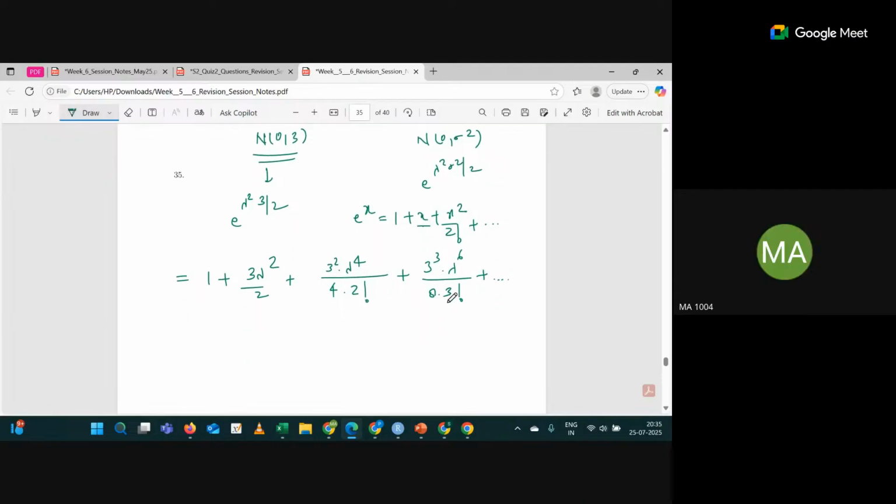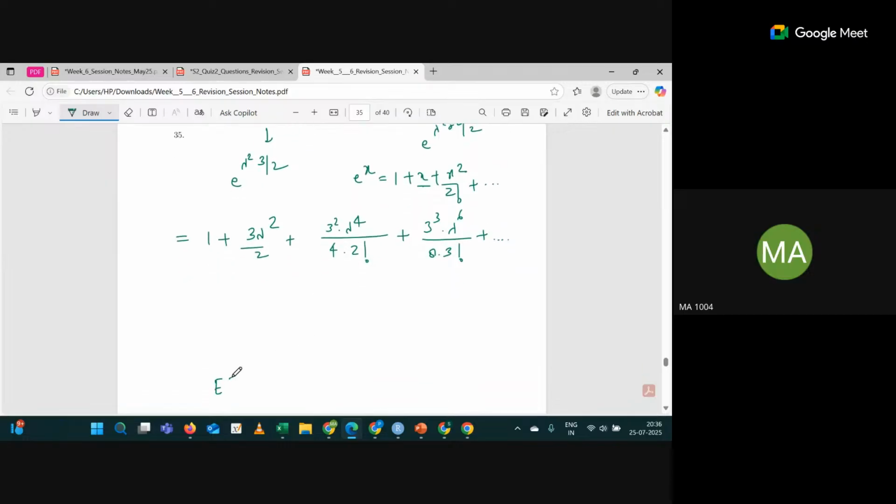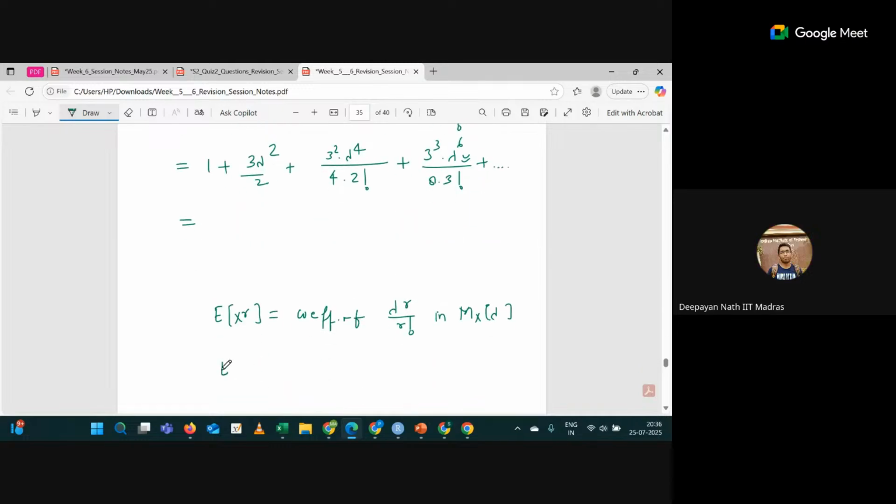Now, you see, whenever you want to find the expected value of x raised to the power r, that is the rth moment, this is nothing but the coefficient of lambda raised to the power r divided by r factorial in the M_X(lambda) formula. Okay, so this is M_X(lambda). So first of all, what is the coefficient of lambda raised to the power 6, divided by 6 factorial? Here is lambda raised to the power 6, right? If I need the expected value of x raised to the power 6, I have to calculate the coefficient of lambda raised to the power 6 divided by 6 factorial.